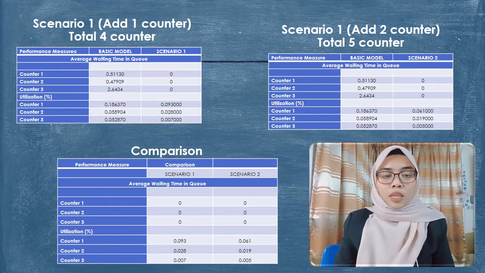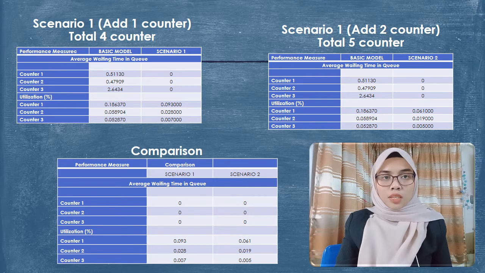For both scenarios, we can see the comparison with the basic model. We can see that all waiting time in this study dropped to 0, which is exactly what we want in this study. The customers don't have to wait too long in the queue at the post office counter. So when they arrive, they will go directly to the counter to proceed with their desired service. This can increase the satisfaction level of the customers at the post office counter. Since both scenarios have positive results, we would like to choose which one is the best between scenario 1 and scenario 2.